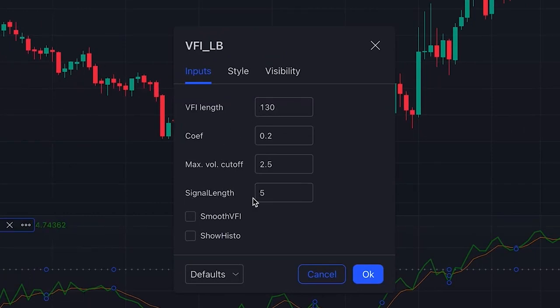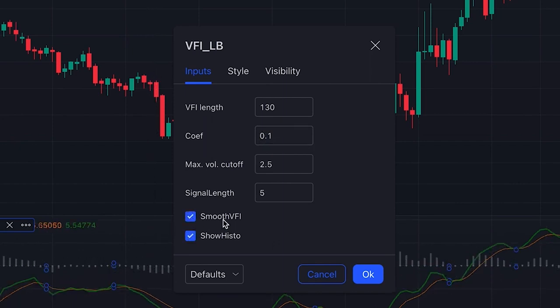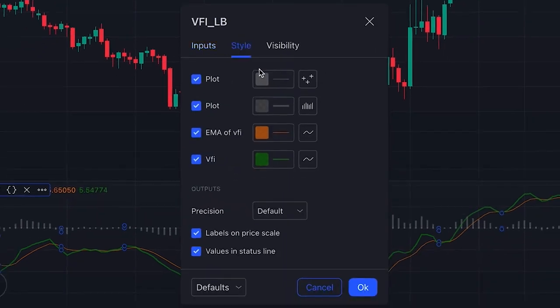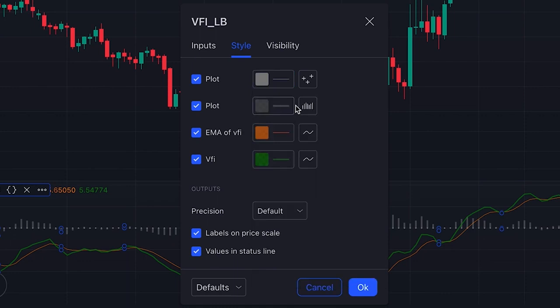The author of this indicator suggested that if you are on an intraday time frame, it's better to set the coefficient at 0.1. Since we are on 15 minutes time frame, here we set the coefficient at 0.1. Here also we check show histogram because we need this histogram for interpretation of the volume, and by checking smooth VFI, we will have a smoother VFI line and so smoother signal line and histogram. Let's go to the style tab and increase the opacity of the lines and histogram so they will be shown better on our chart.